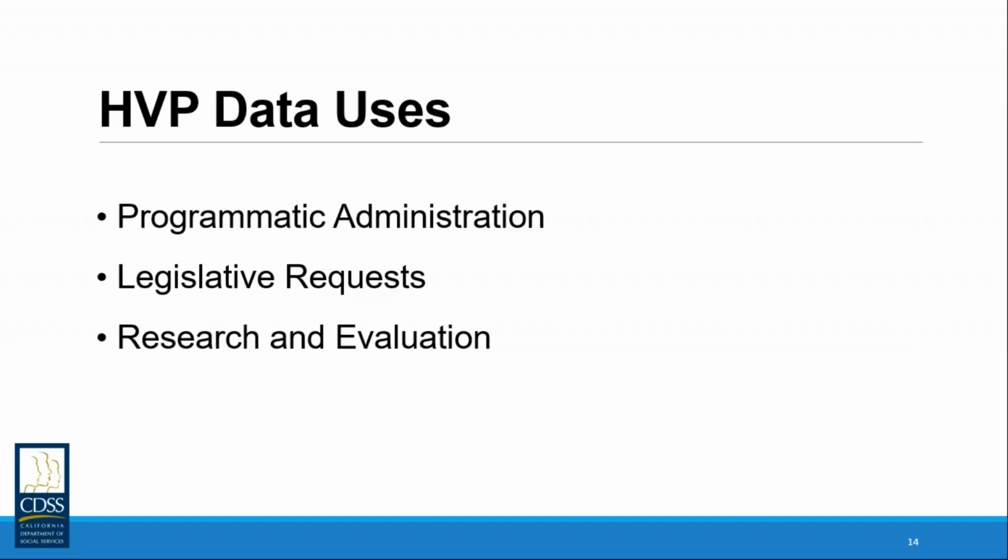So, the main uses of the data that will be collected about HVP are for programmatic administration. The HVP data will provide high-level aggregate data about the HVP program to the counties in the state, and it will inform those topics that we just talked about, like how many people were offered and received, or how many people were offered and declined, or how many people declined off the bat.